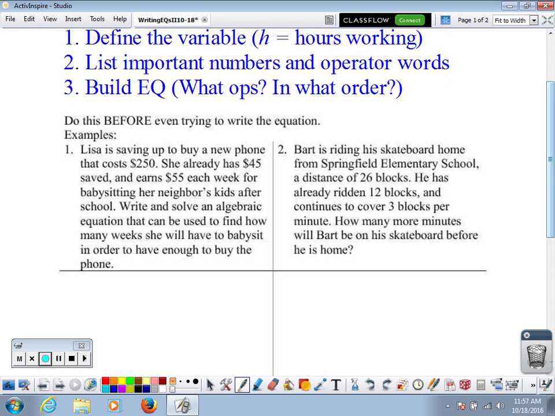So Lisa is saving up money to buy a new phone that costs $250. She already has $45 saved, and she earns $55 each week for babysitting her neighbor's kids after school. Write and solve an algebraic equation that can be used to find how many weeks she will have to babysit in order to have enough money to buy the phone. So what we're looking for is how many weeks she'll have to babysit. So that's our variable. That's our unknown quantity. So we'll say weeks babysitting.